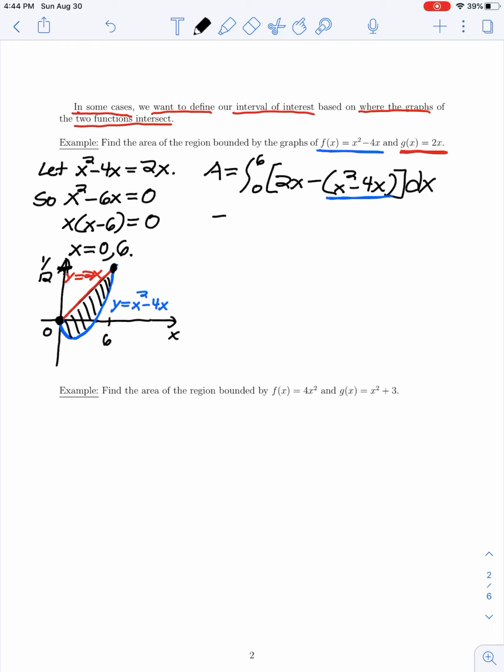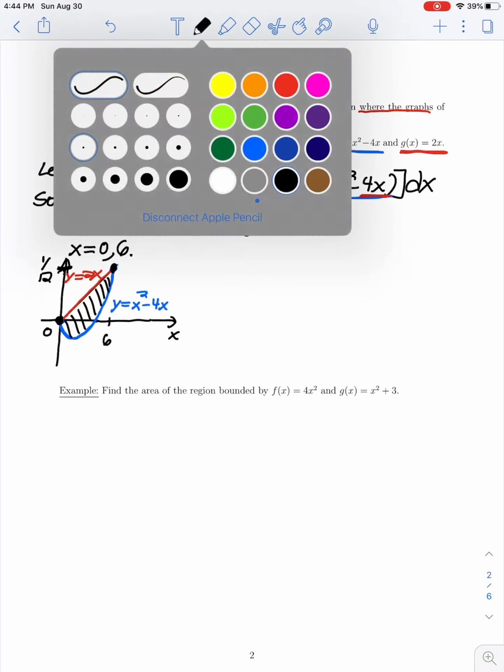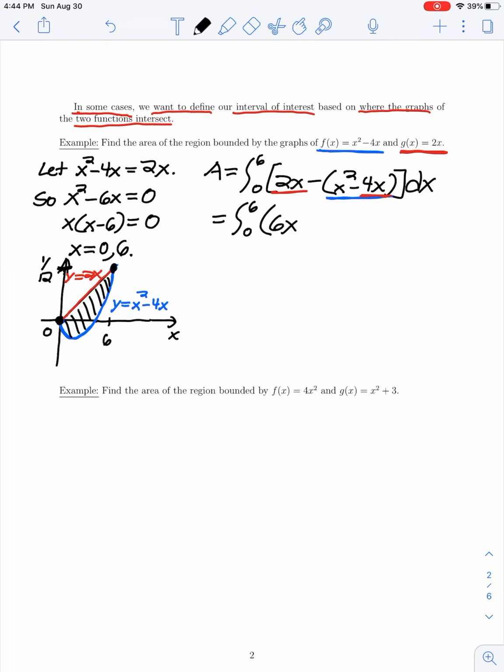Now before I find my antiderivative, I'm going to simplify the integrand a little bit by grouping like terms. So let's see, here we had a 2x, and then I was subtracting a negative 4x. So that's same as adding 4x. So altogether we have 6x, and then minus the x squared term. We're then integrating with respect to x. So here, finding our antiderivative, we would have a 3x squared minus the antiderivative of x squared is 1/3 x cubed, which we're then evaluating from 0 to 6. So substituting in 6, let's see what we have.